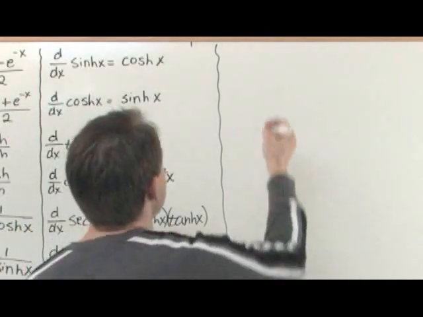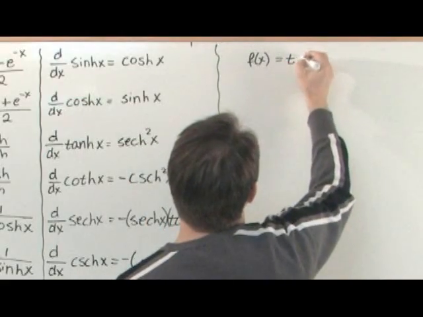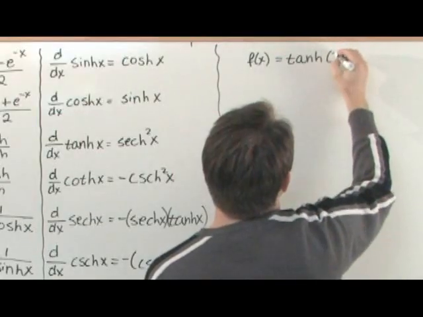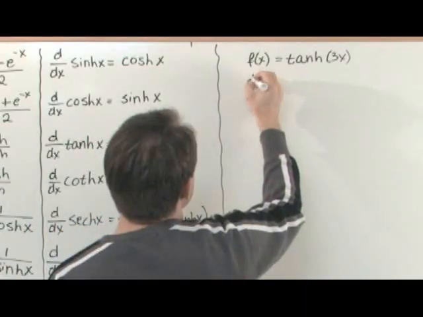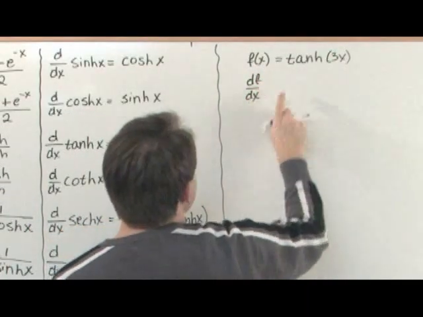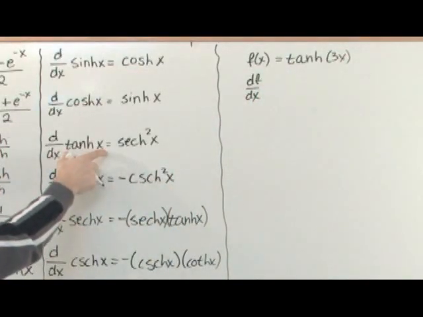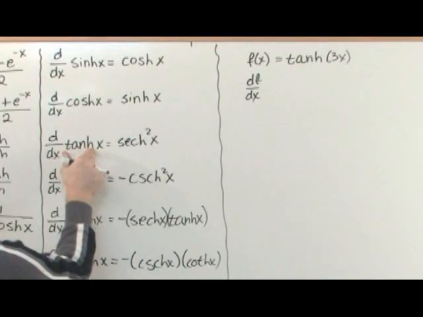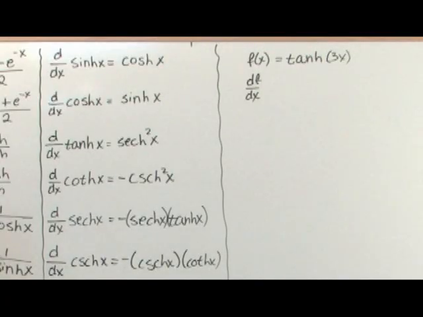So the first thing would be, what if in your homework or your test, it said you have a function that's the hyperbolic tangent of, not of x, of 3x, and you want to find the derivative of that. So you'd say df/dx, and you know that you have a hyperbolic tangent here, so you look back in your table and you see that the derivative of the hyperbolic tangent function is hyperbolic secant squared of x. But you see, the argument's different. Here I have the hyperbolic tangent of 3x.